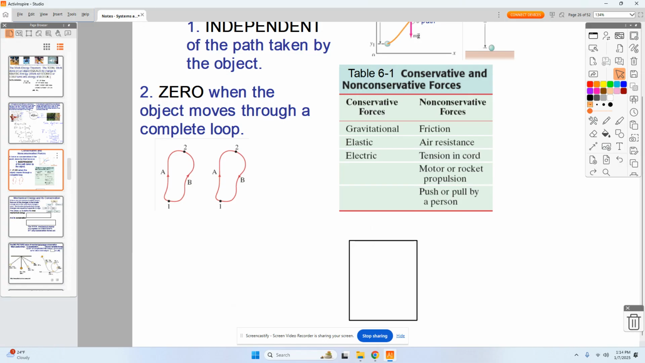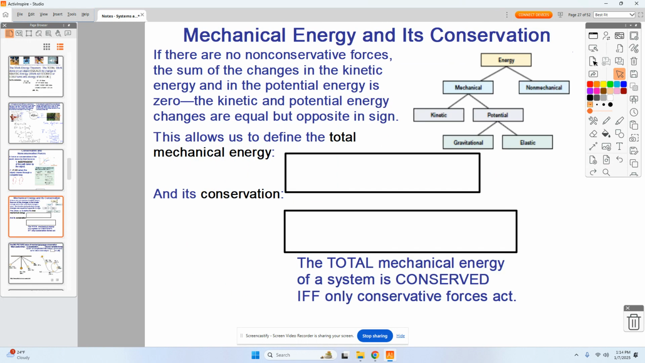Now, the reason we have that stuff there is because it leads into this concept of a conservation law. If there are no non-conservative forces acting, then the sum of the changes in kinetic energy and potential energy is 0. What that means is that KE and PE are going to change with equal but opposite signs. That allows us to define something called mechanical energy. And I'm going to write it down for you instead of going in that plane. Mechanical energy.